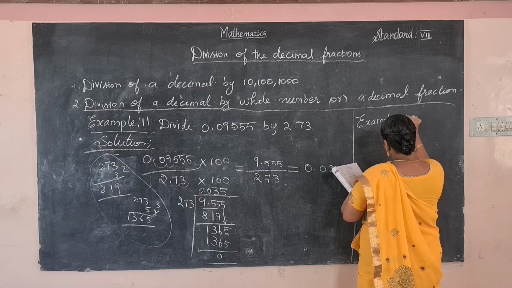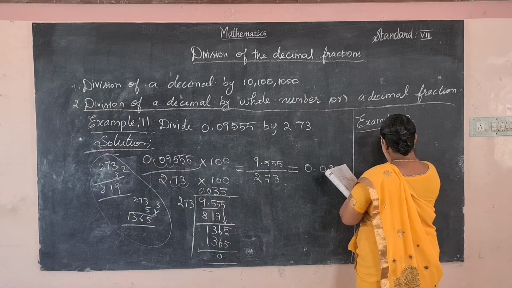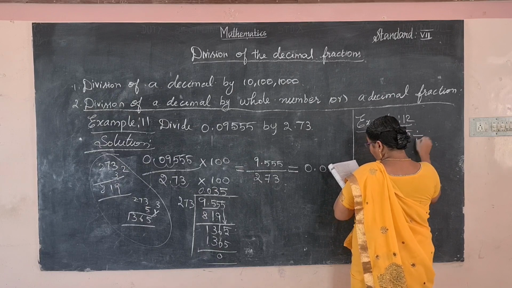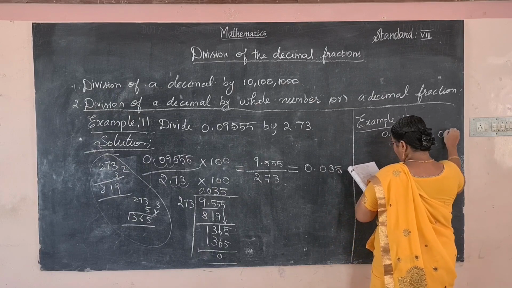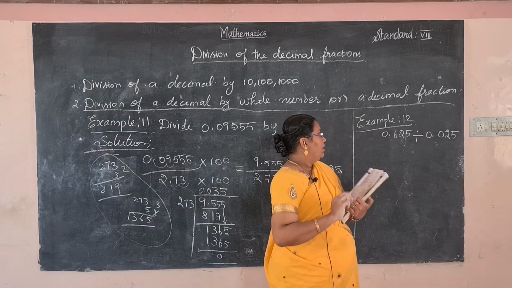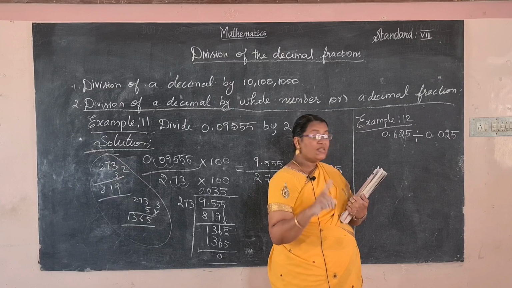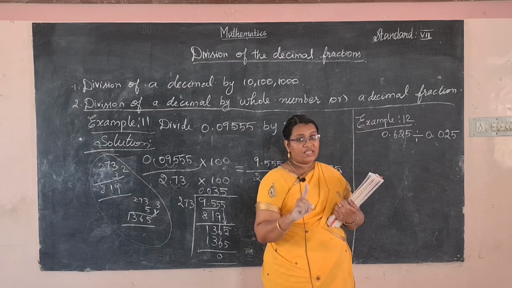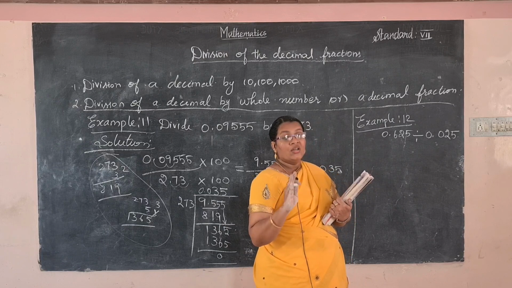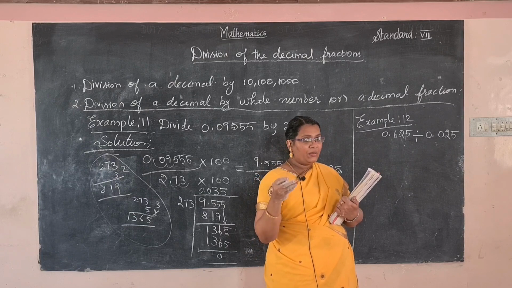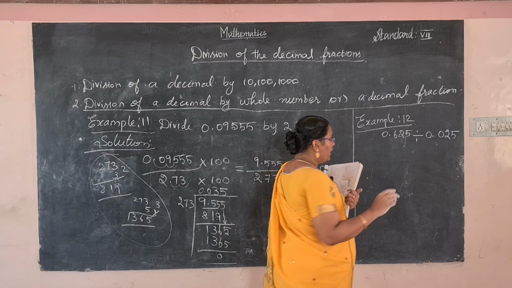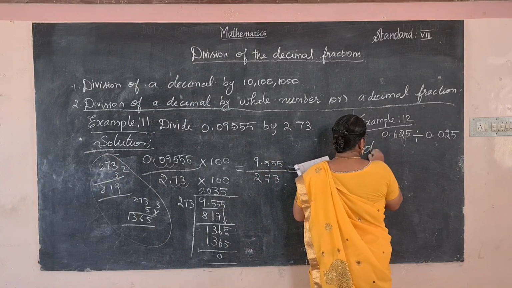Twelfth problem. Find 0.625 divided by 0.025. What do we do, sir? How many decimal places are in the divisor? How many places are there? 3 places. So by which number do you multiply numerator and denominator? 1000. Okay, very clear? So, solution.